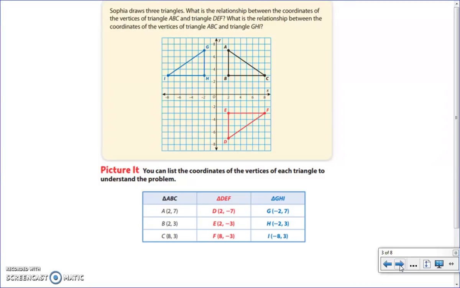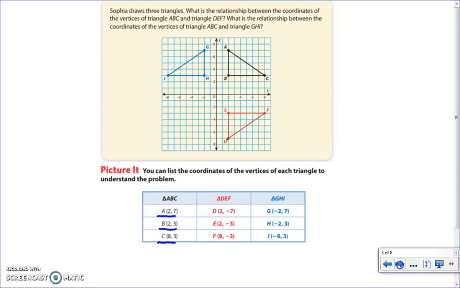So what they've done is they looked at the coordinates for each of these letters and they've identified what the coordinates are. So A is at the coordinate 2 to the right and then 7 up, in the positive. So positive 2, positive 7. A is the coordinate 2, 7. And they've done this with each point for each triangle. So B is 2, 3. So 2 to the right, 3 up. That would be positive 2, positive 3. C, 8 to the right, 3 to the north or up. So we would call that positive 8, positive 3.